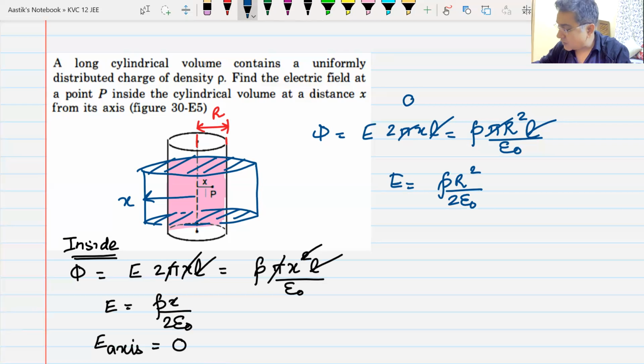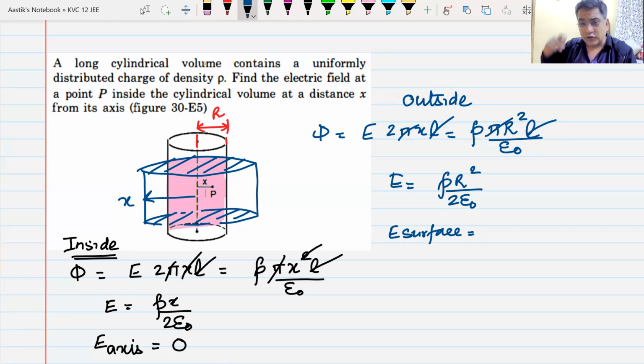This is for points which are outside the cylindrical space. If you have to find the electric field on the surface, it can be found from inside or outside. Just put x as r and you get the answer for the surface. The electric field on the surface is rho r by 2 epsilon naught.